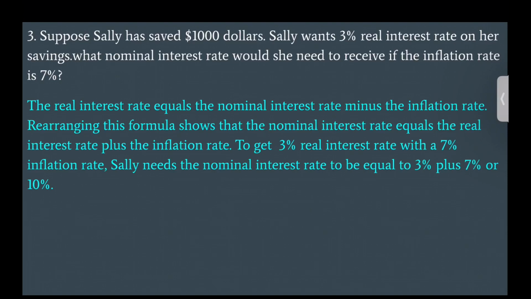Suppose Sally has saved $1,000. Sally wants a 3% interest rate on her savings. What nominal interest rate would she need to receive if the inflation rate is 7%? The real interest rate equals the nominal interest rate minus the inflation rate. Rearranging this formula shows that the nominal interest rate equals the real interest rate plus the inflation rate. To get a 3% interest rate with the 7% inflation rate, Sally needs the nominal interest rate to be equal to 3% plus 7%, or 10%.